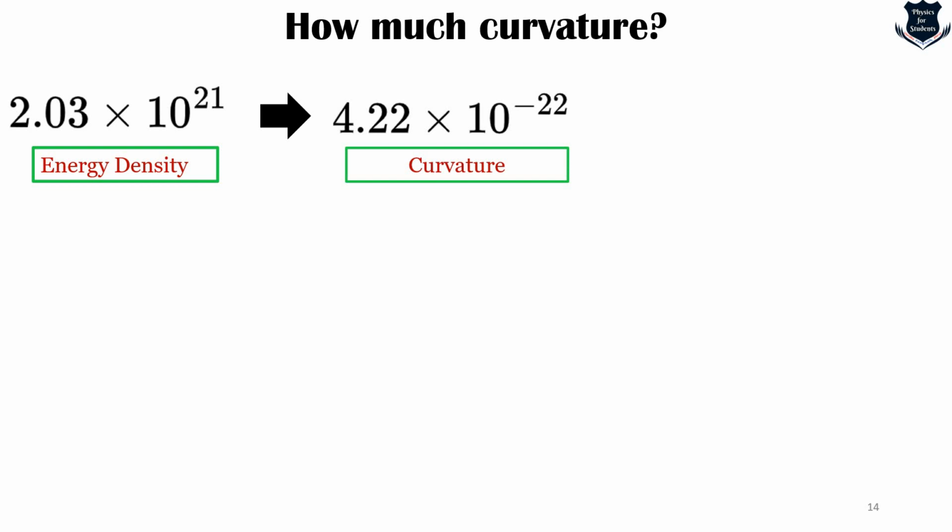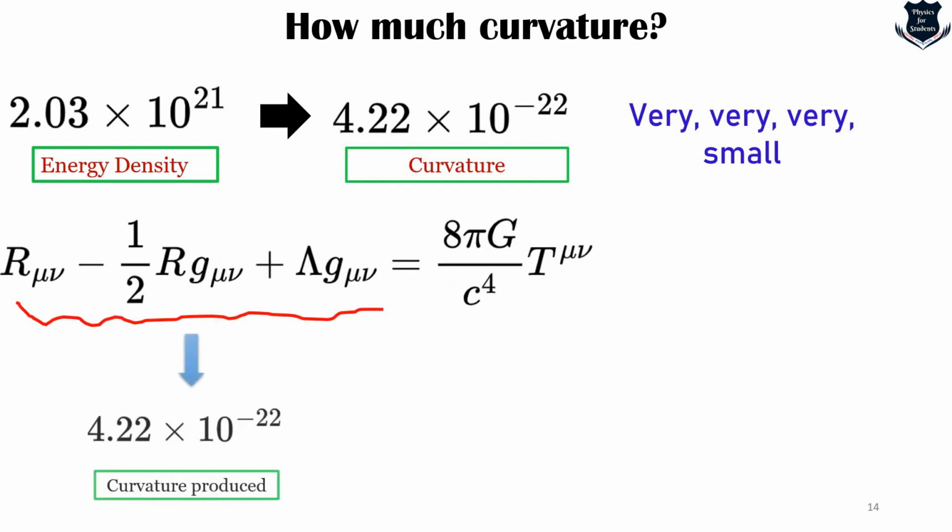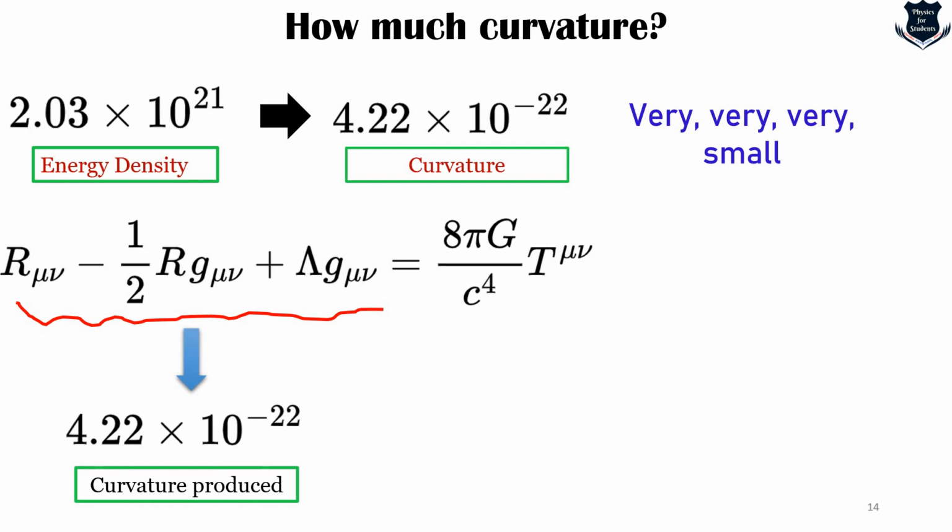So what do we deduce from here? We take the densest metal available on the surface of the earth and multiply it by c square to get an energy density of just 2.03 into 10 to the power 21. The result that we get in curvature is very small to be measured through Einstein's field equations. If I take the Einstein field equation, this left part is the curvature produced, and the curvature produced is 4.22 into 10 to the power -22, which is too small to be measured.